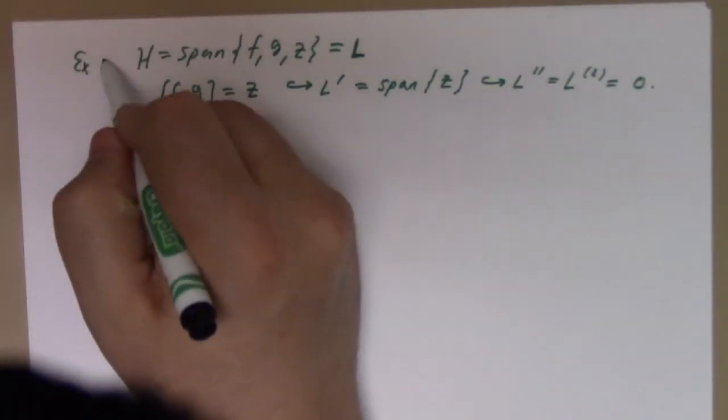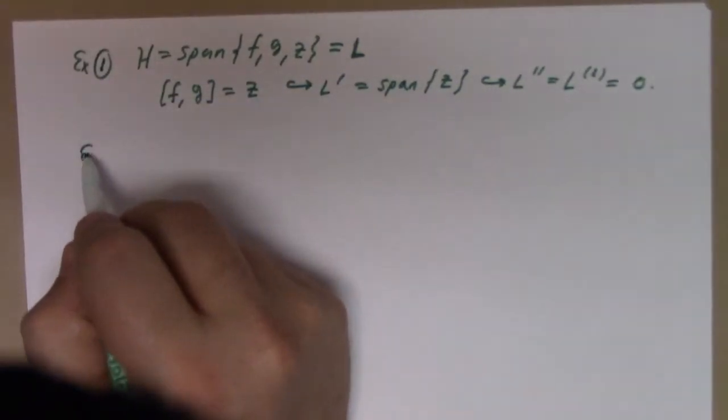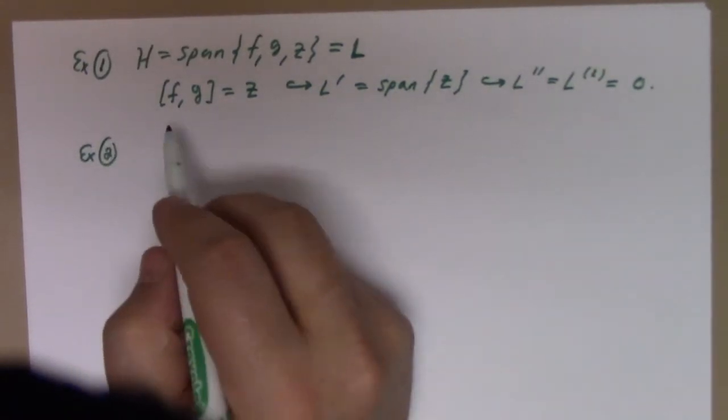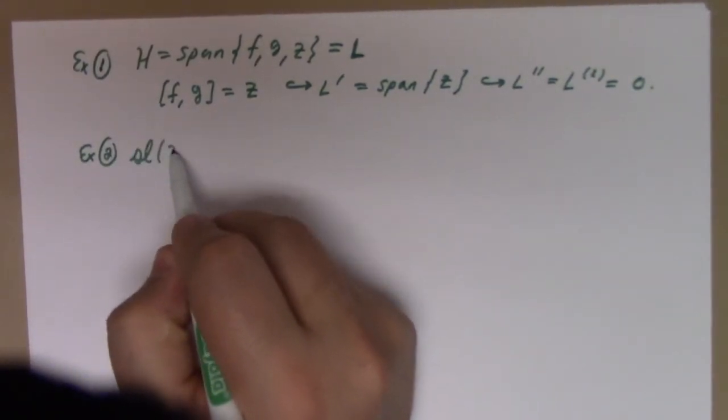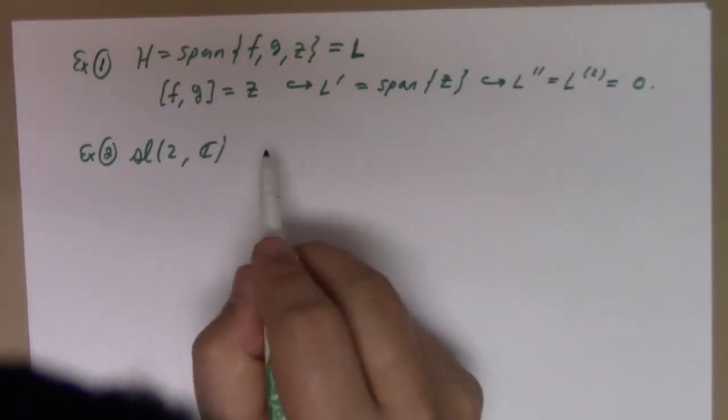On the other hand, if you look at SL2C, which was a three-dimensional one, the special linear algebra of 2x2 matrices over the complex numbers, we saw in exercise 2.2 that its derived algebra was just itself again. And so that's example 1. Example 2, little SL2C, which we could build.